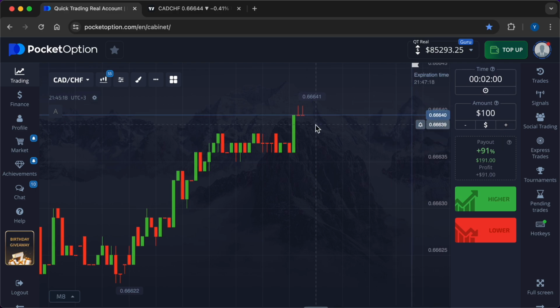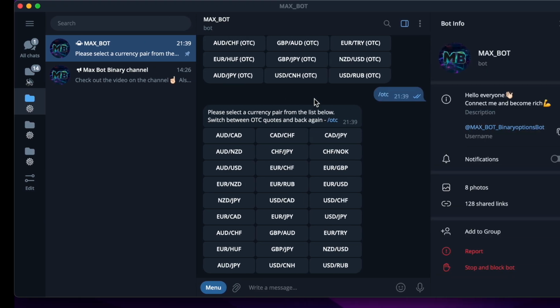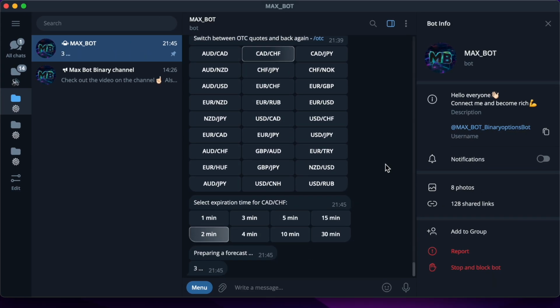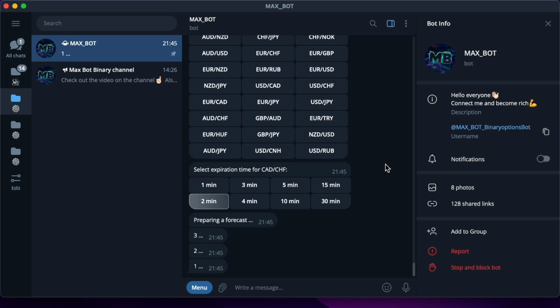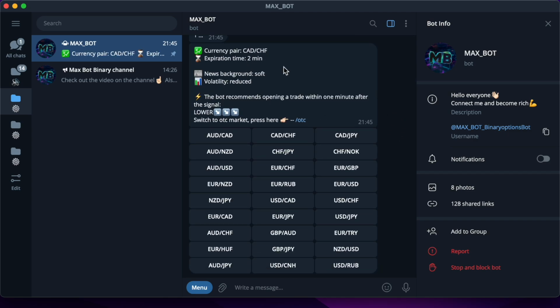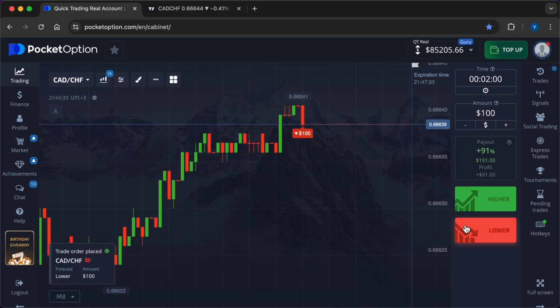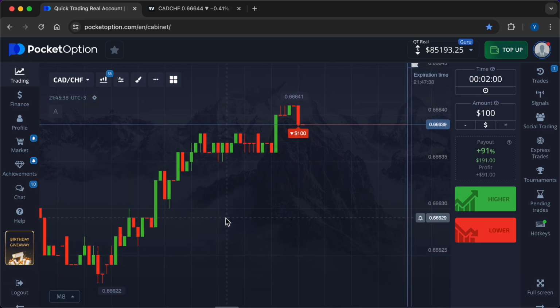Let's go. I will conduct a trade with the currency pair Canadian dollar, Swiss franc on the timeframe of 2 minutes. 2 keystrokes in the robot's menu and it instantly gives a lower forecast. The news background now does not affect this currency pair. Volatility is reduced. I entered the trade by pressing the red button in Pocket Option.